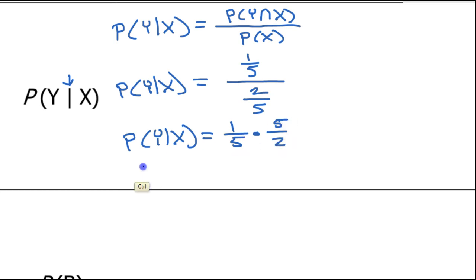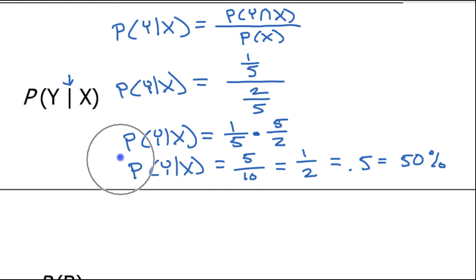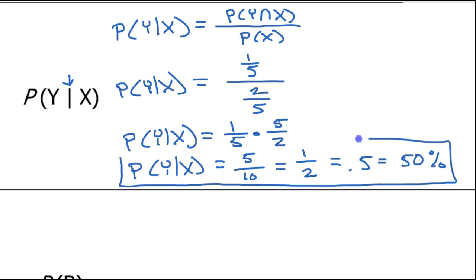Okay, so I have the probability of y given x, multiplying straight across, that's going to give me 5/10, which reduces down to 1/2, which is 0.5, which is 50%. Okay, so that is the answer in all of its forms.